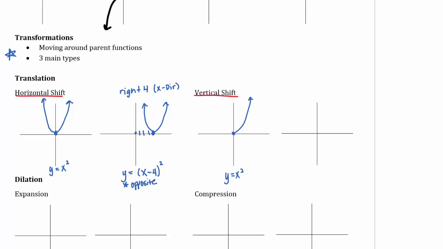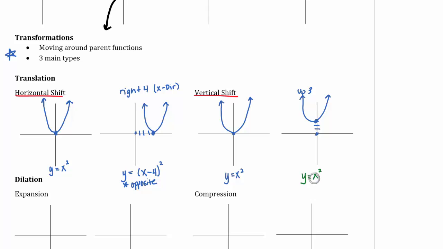So my parent function is that parabola. And I'm going to move it, let's say, up 3. So we're going to take that 0, 0 and move up 3 units. And then we have a new parabola. So it affects the equation differently.